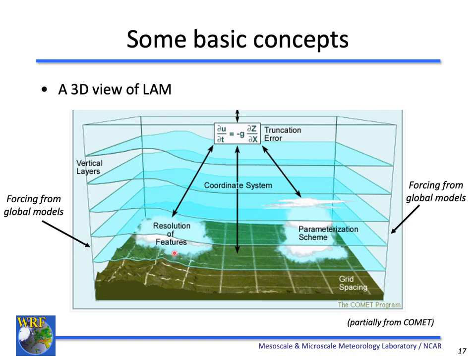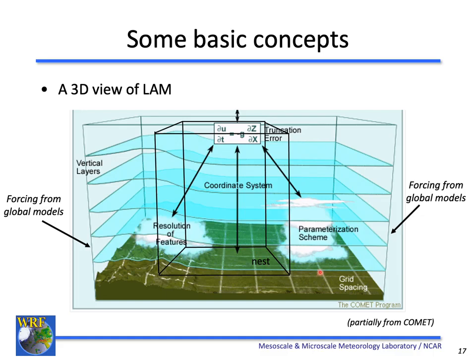And there are processes the model cannot resolve, such as the convective cloud showing on the right side of the box. For the processes the model cannot represent explicitly or resolve, we parameterize them or filter them out. The black box in the middle is just an illustration of a nested domain.